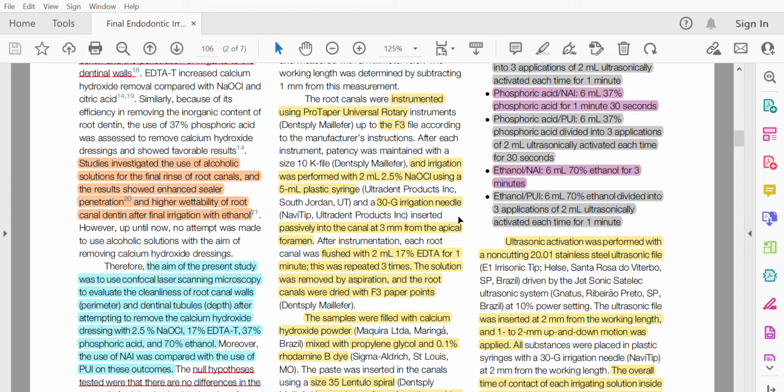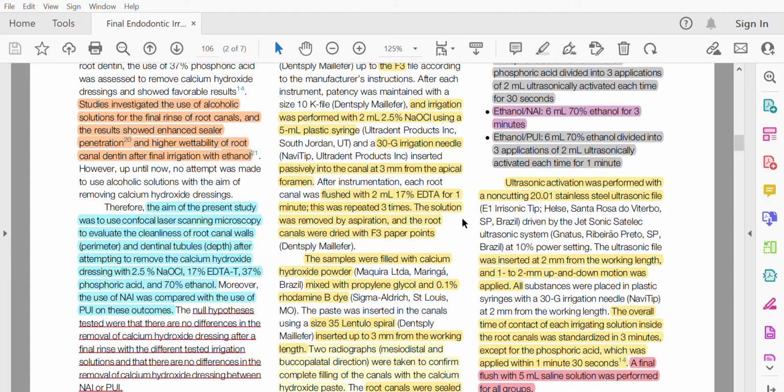The aim of the study was to use a confocal laser scanning microscope to evaluate the cleanness of the root canal wall perimeter and intratubular depth after attempting to remove the calcium hydroxide dressing with 2.5% sodium hypochlorite, 17% EDTA, 37% phosphoric acid, and 70% ethanol. Moreover, non-activated irrigation was compared with passive ultrasonic irrigation in this outcome.